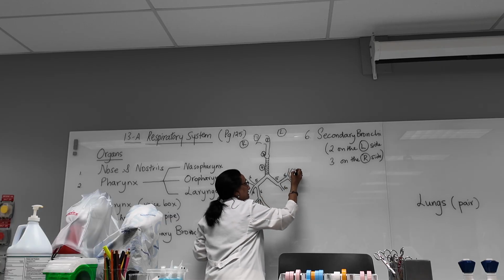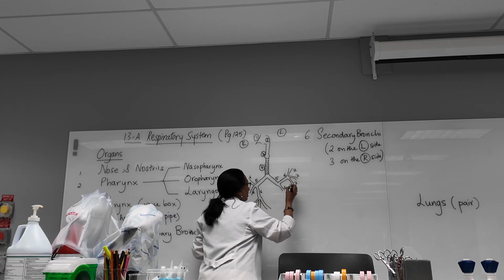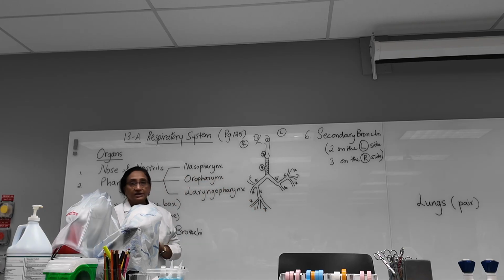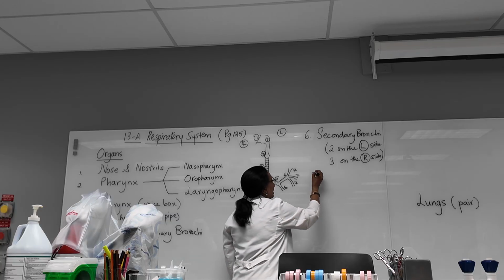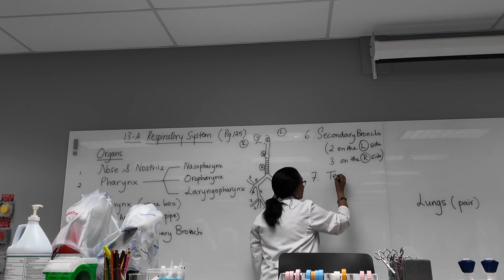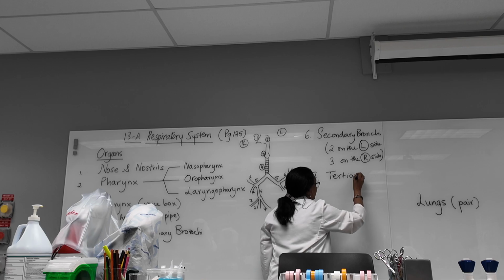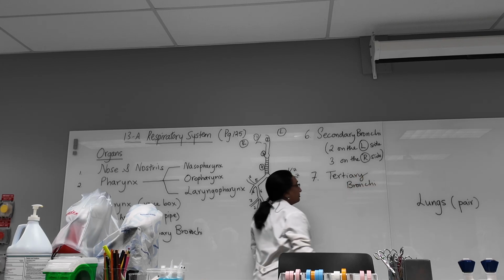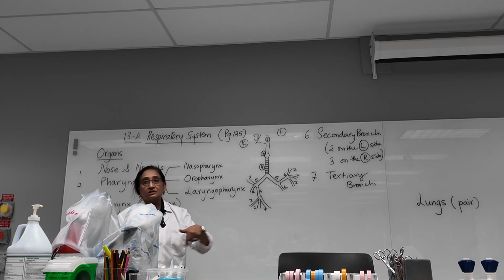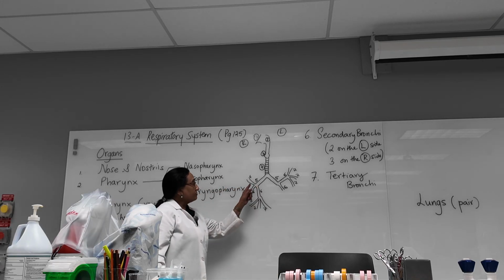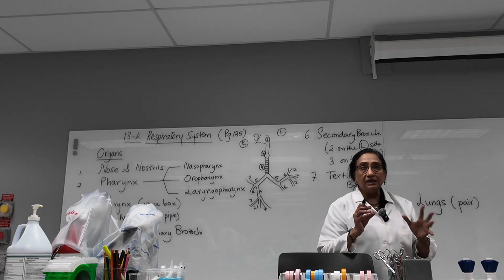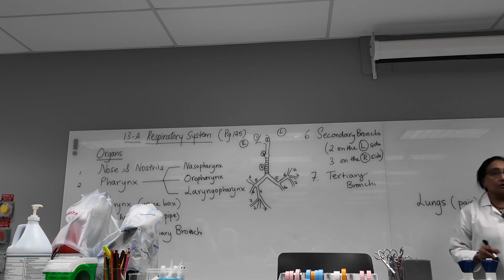So let's number this 7 on both sides. There are no specific numbers or anything, but 7. Number 7 is called tertiary bronchi. That means the third level of branching. The first level of branching from the trachea is called primary bronchi. And then when it branches a second time, it's called secondary bronchi. And then the third level of branching is tertiary bronchi. So there are many tertiary bronchi.